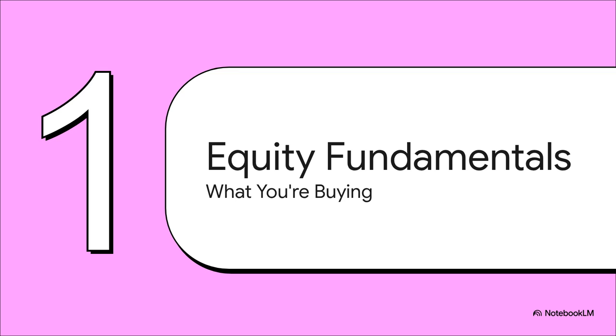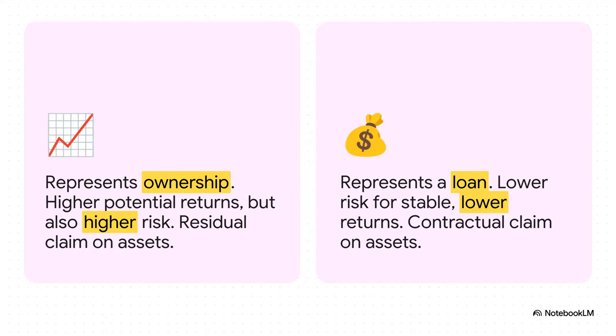Okay, let's kick things off with the most basic question of all. When you buy a stock, what is it that you're really buying? Okay, so this is the fundamental difference. Equity means you're an owner, a part owner of the company. If things go bust, you get whatever's left after everyone else, the lenders, the suppliers, gets paid. It's high risk, high reward.